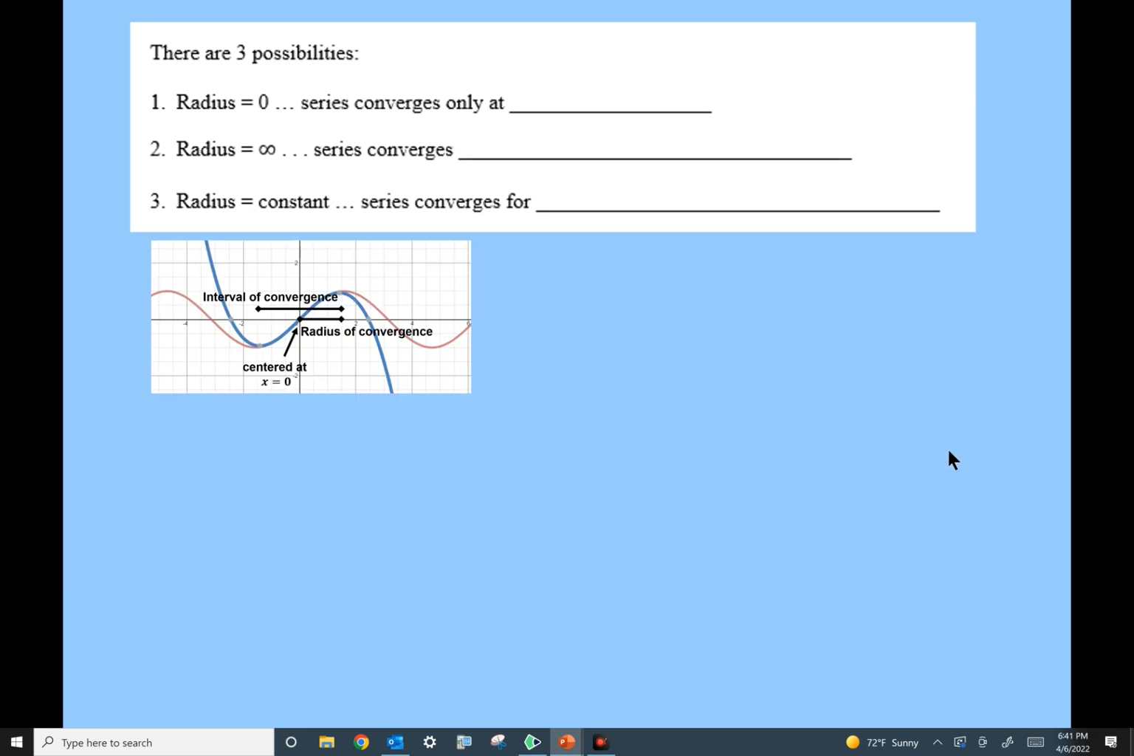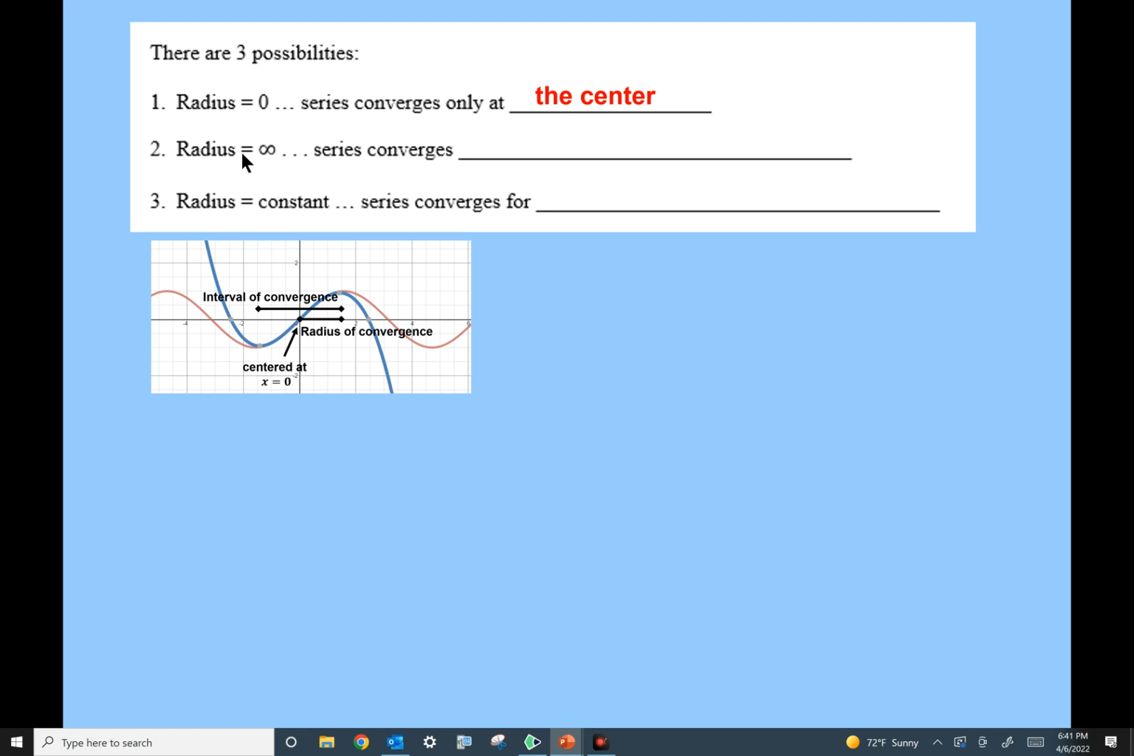So there are 3 possibilities of what might happen related to this vocabulary. It might be that we find the radius of convergence is 0. Well, think about it. If the radius of convergence is 0, that means it's not going to be accurate if you move away from the center, going to the left or to the right. So if the radius of convergence is 0, then we say the series converges only at the center. It doesn't have a whole interval. It just is the same at that one center point.